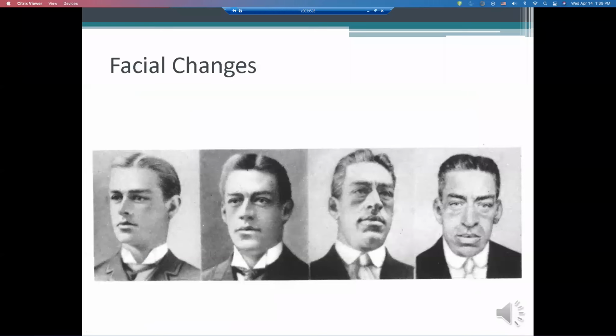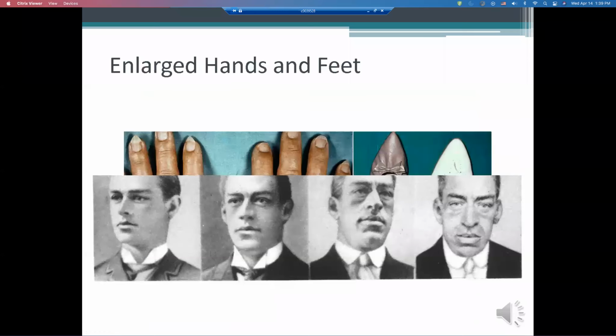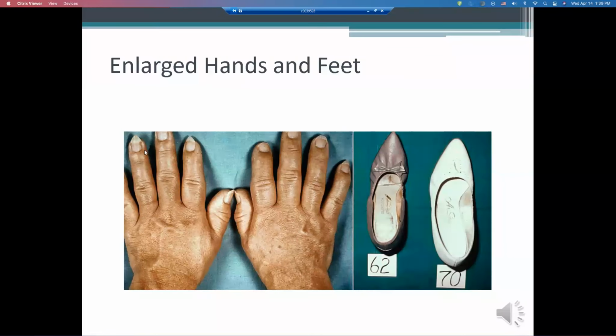This is just an interesting picture over time, patient who developed acromegaly. You can see the changes over decades until he was diagnosed. This is an old patient. And here you can see the large hands. They're described as doughy, just like the dough. It's a doughy handshake. And this is a female who had a change in foot size as well because of acromegaly.